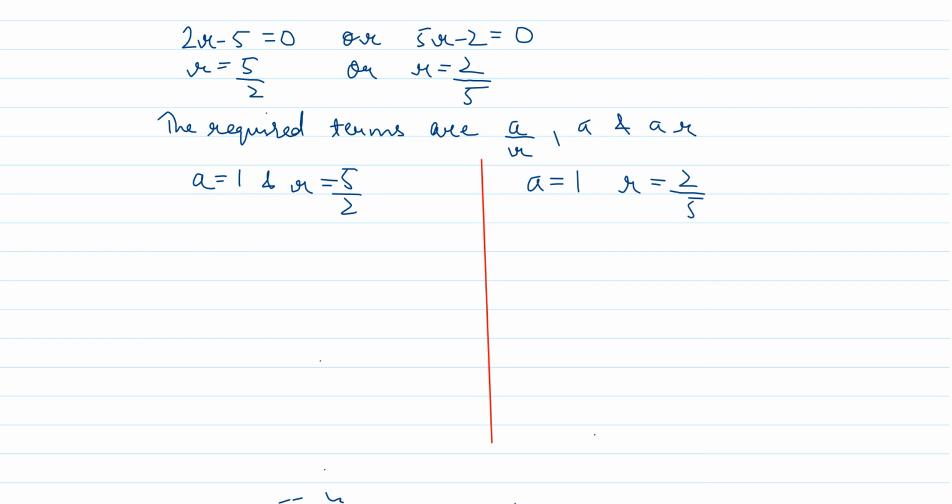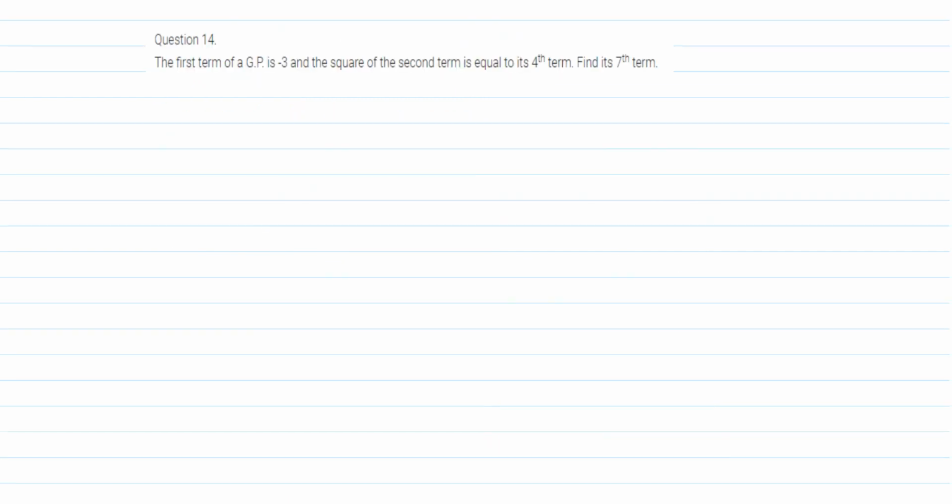So it will be 1 upon 5 upon 2, 1 and 5 upon 2. So the multiplicative inverse will give me 2 upon 5, 1 and 5 upon 2. Similarly, vice versa, I'll get here 5 upon 2, 1 and 2 upon 5. Okay, so next one, 14th.